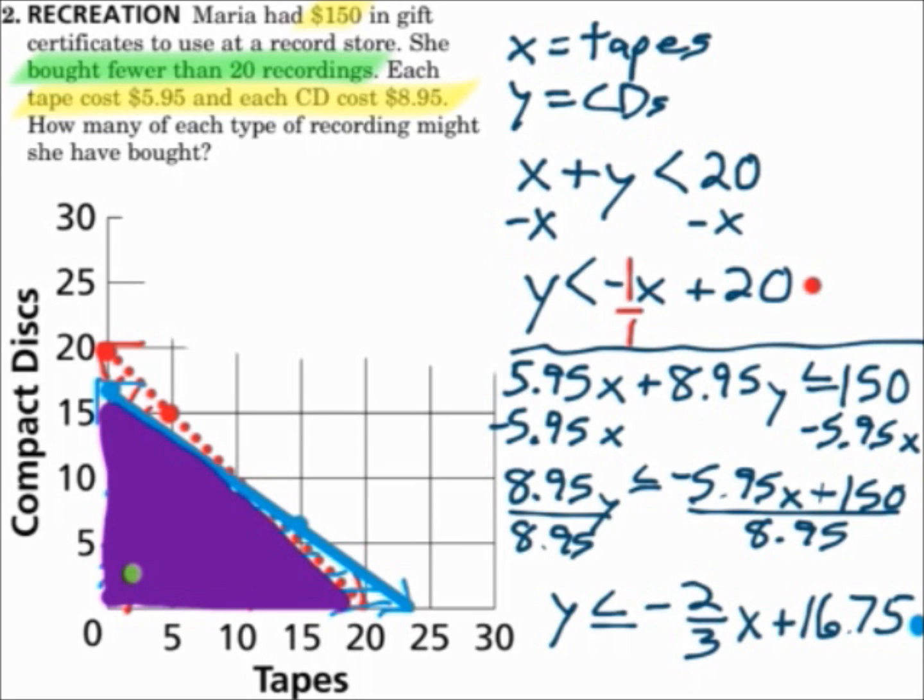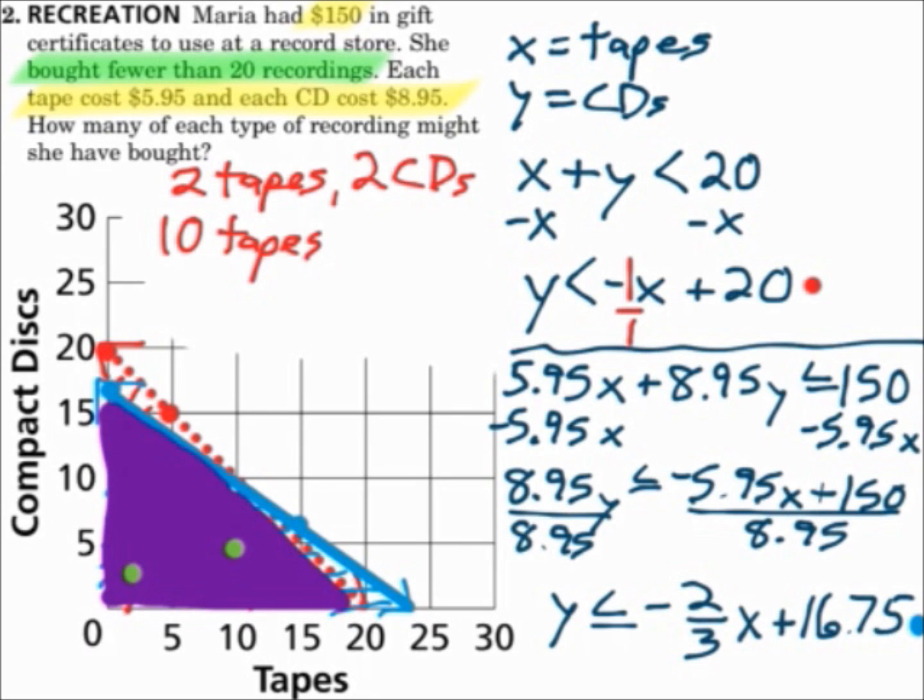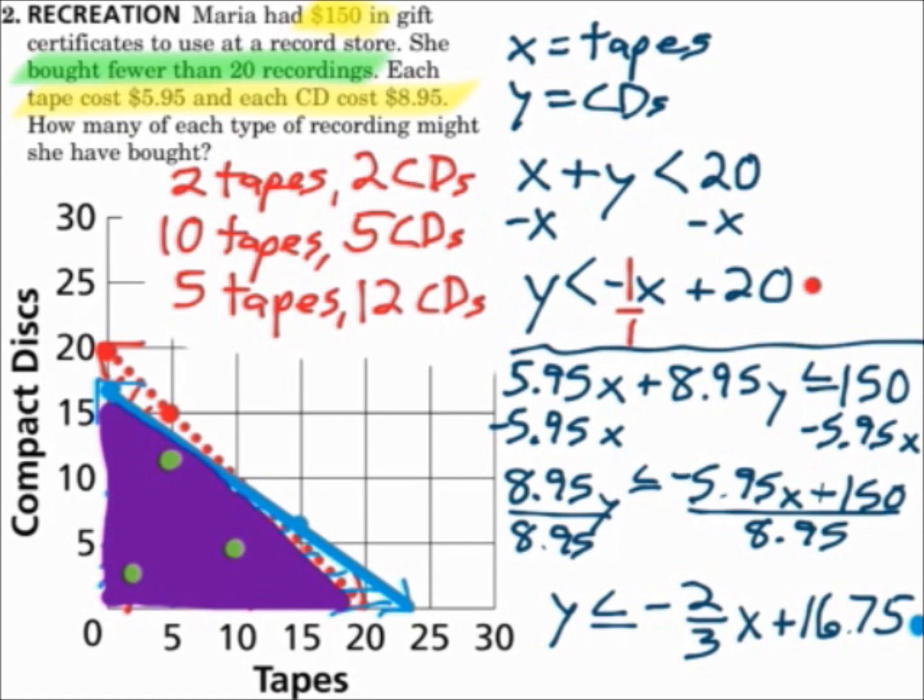So the point right there, that's about 2 tapes and 2 CDs. Another point could be right there. That looks like 10 tapes and 5 CDs. Finally, we'll pick a point right there. That's 5 tapes and about 12 CDs. So look for the clues in the question, graph it, and then pick 3 points and say what those points mean.